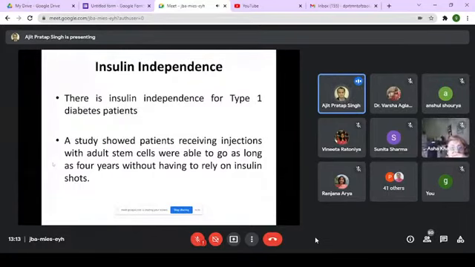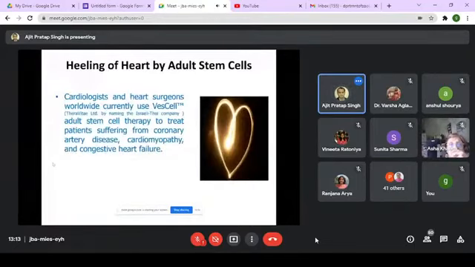Healing of the heart. Vessel is a private company. They are using this for coronary heart disease, cardiomyopathy, and congestive heart failure. It is commercially available, and cardiologists abroad are using this therapy. This is a stem cell based therapy for the healing of the heart.